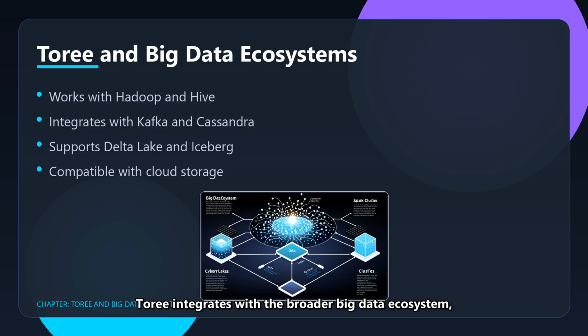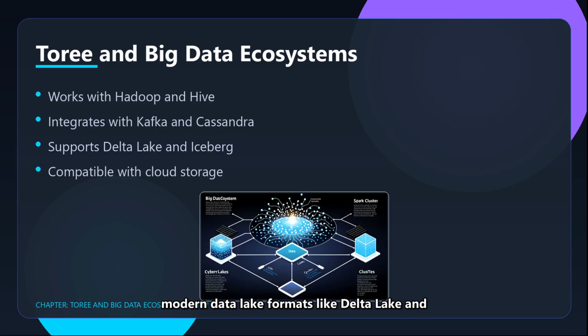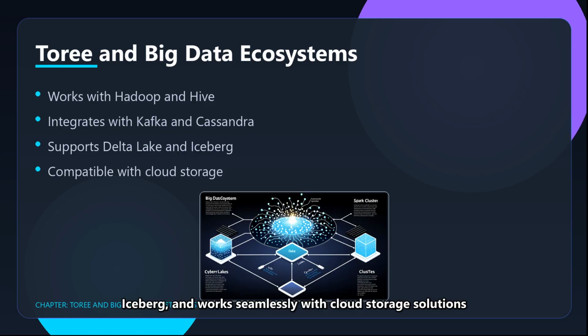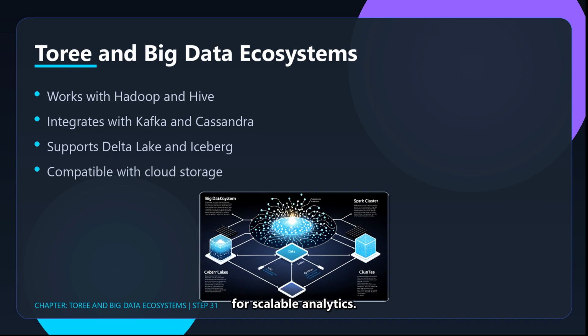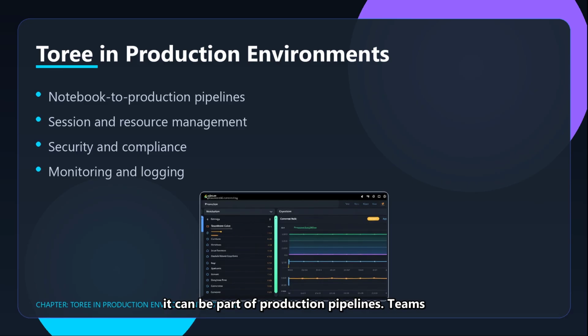Toree integrates with the broader big data ecosystem, including Hadoop, Hive, Kafka, and Cassandra. It supports modern data lake formats like Delta Lake and Iceberg, and works seamlessly with cloud storage solutions for scalable analytics. While Toree is primarily used for interactive development, it can be part of production pipelines.